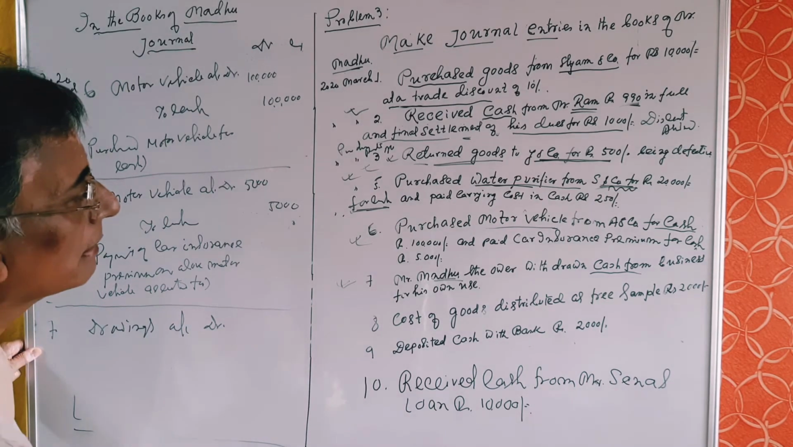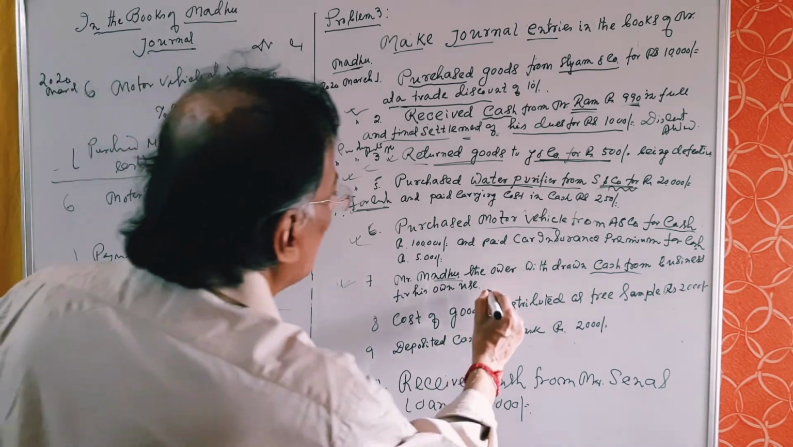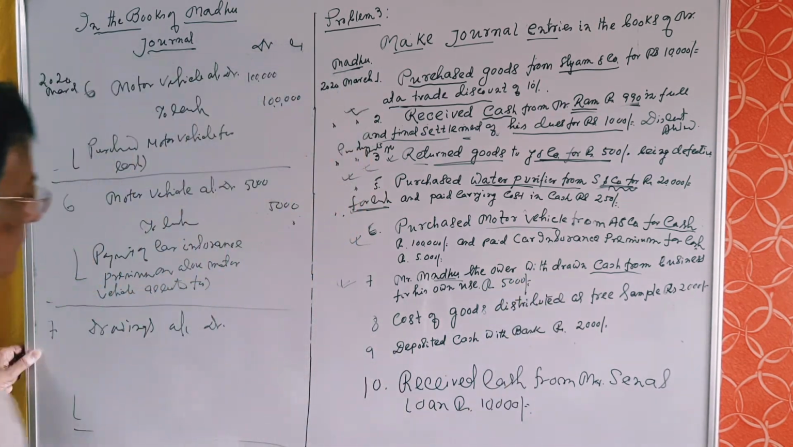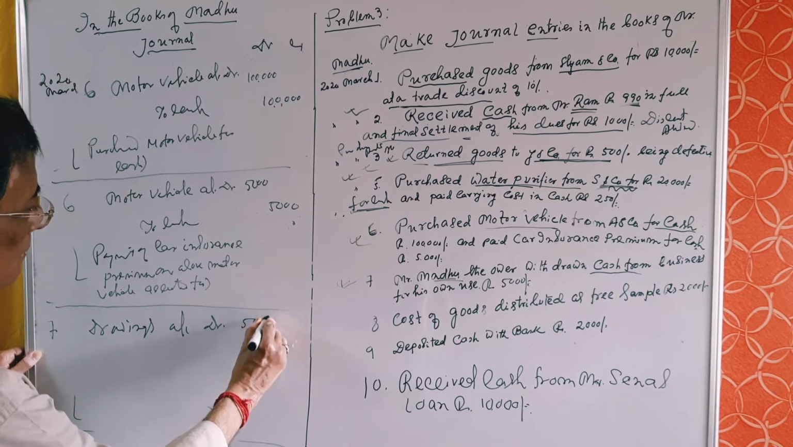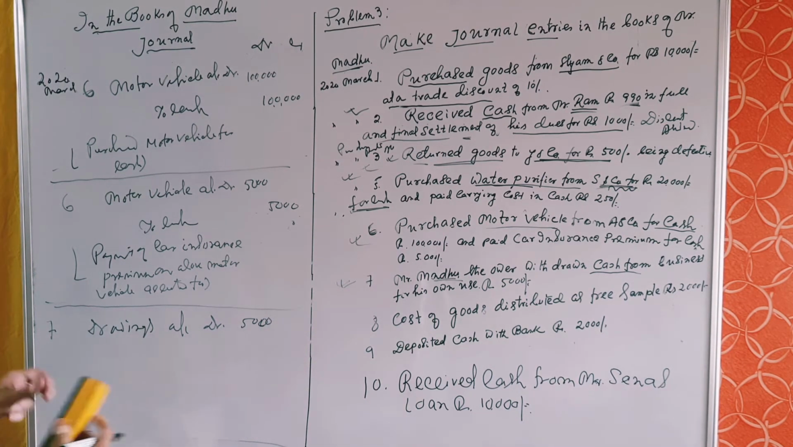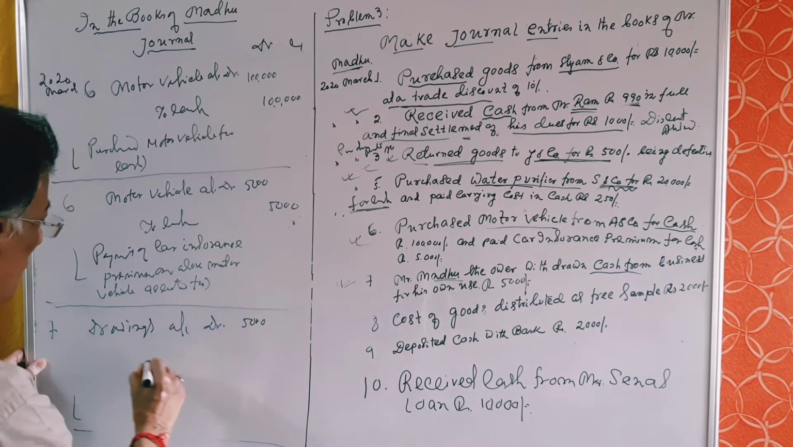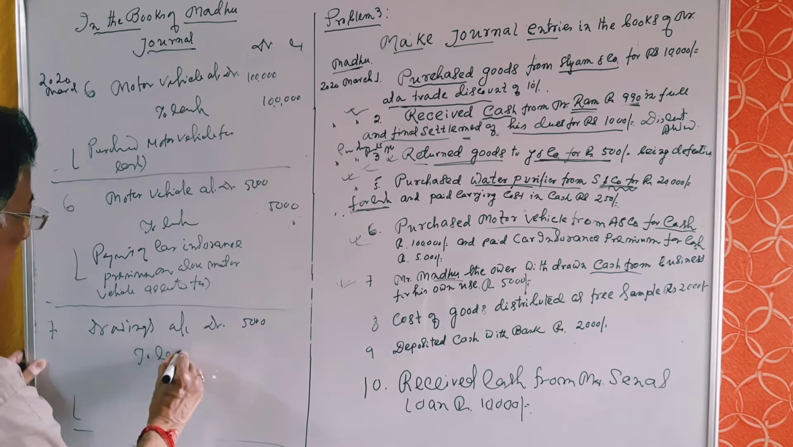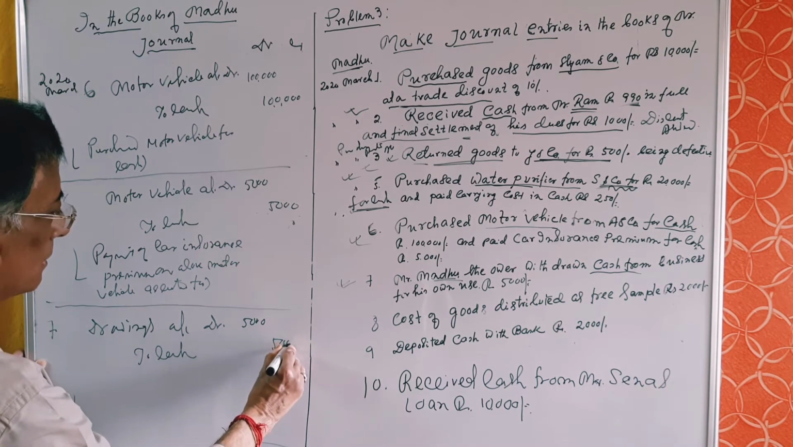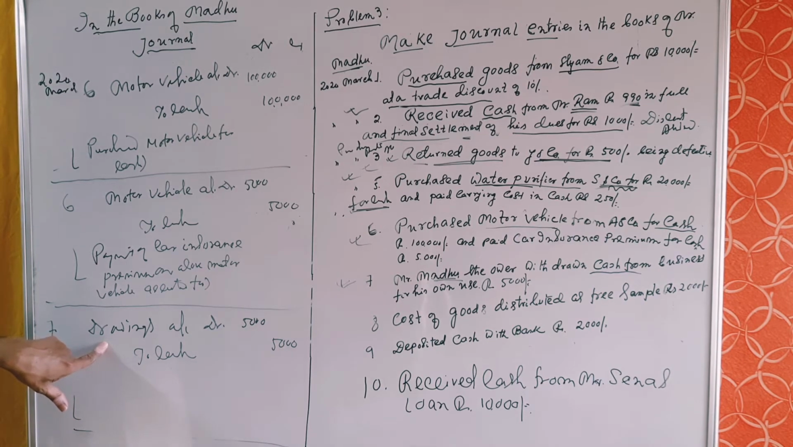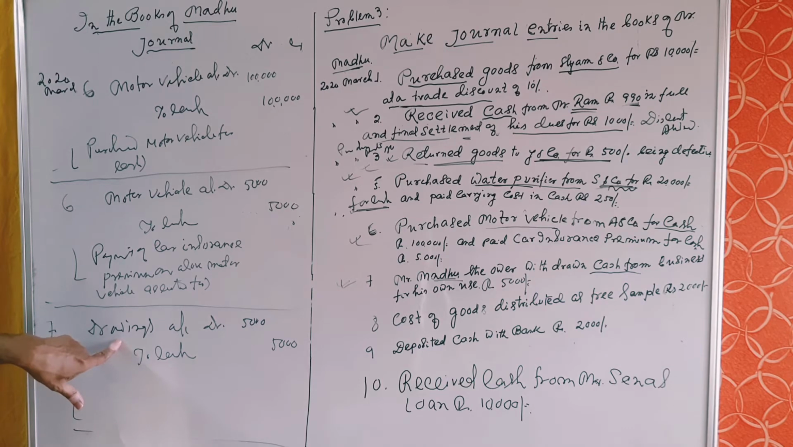Drawings account debit rupees 5,000 to cash 5,000. Is it clear? Anything withdrawn by the proprietor from business is debited to drawings account, whether it is cash or in any kind. Here he is withdrawing cash from business, so drawings account is debited, and cash is going out, so cash account is credited.